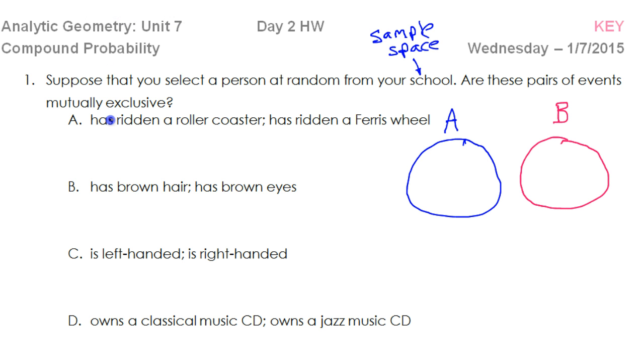Okay, so event A, a person has ridden a roller coaster. Event B, a person has ridden a Ferris wheel. Is this mutually exclusive? No, this is not mutually exclusive. You could have a person that rode a roller coaster and rode a Ferris wheel. So it's not one or the other. How about brown hair, brown eyes? Is that mutually exclusive? No. You could have a person that has brown hair and brown eyes. So those are not mutually exclusive.